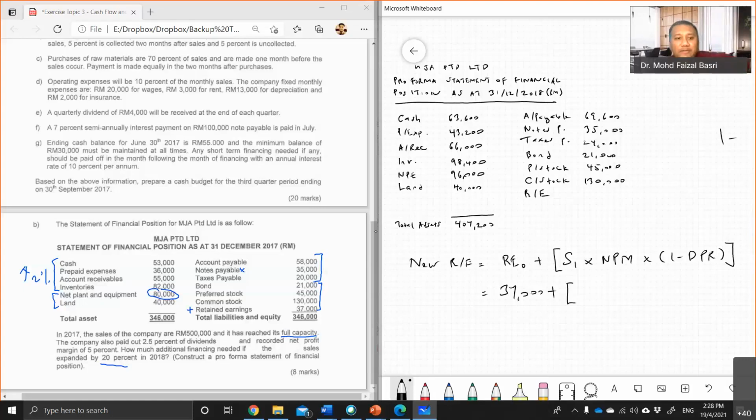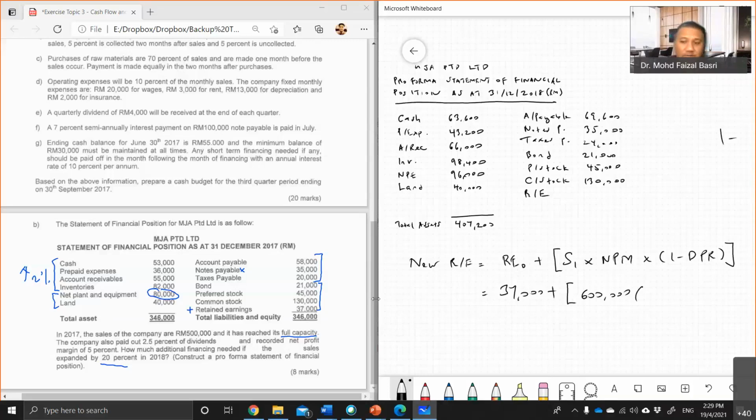So therefore, if it's increased from 500K by 20%, we have 600,000 worth of sales for the year of 2018. Okay, so S1 is 600,000. So how did I get this 600,000? 500,000 increased by 20%, so they increased by 100,000, so a total of 600,000.